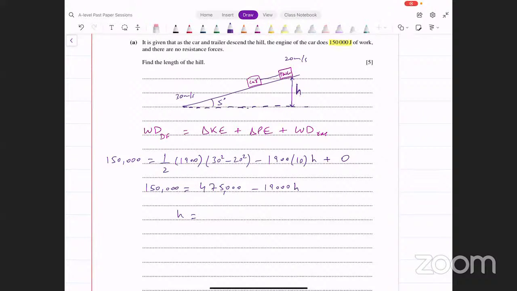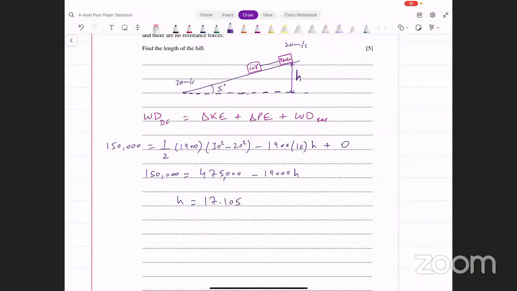Please correct me if the calculation is wrong anywhere. I am getting 47. Isn't that a very large number? Let's try again. 475,000 minus 150,000 divided by 19,000. Yeah, so this is actually 17.105. Yeah, so I did something wrong there. 17.105. That's what the height is coming out for me.